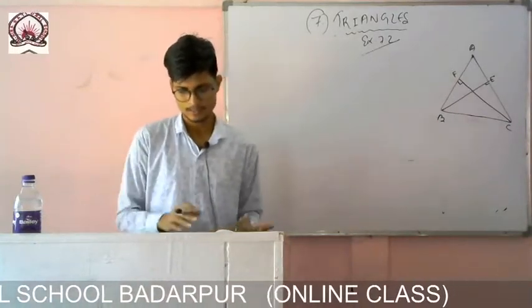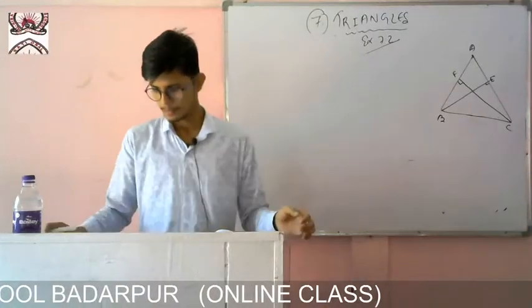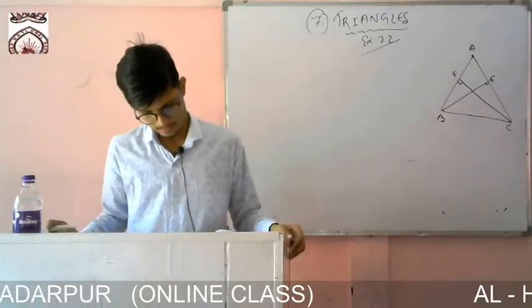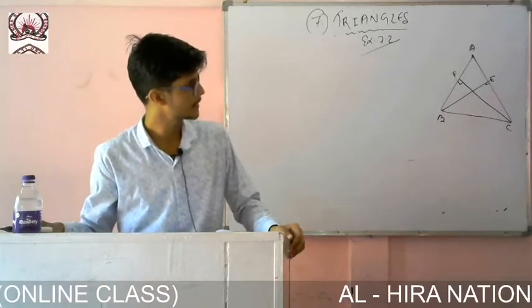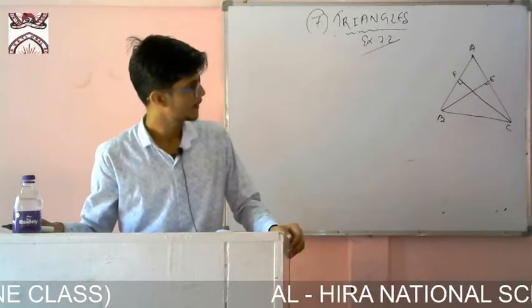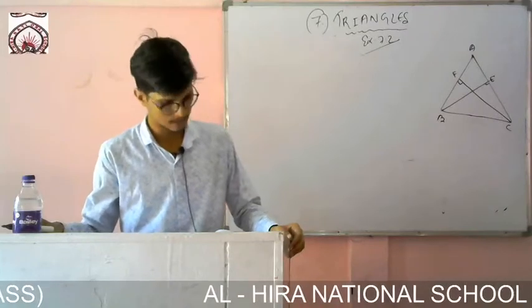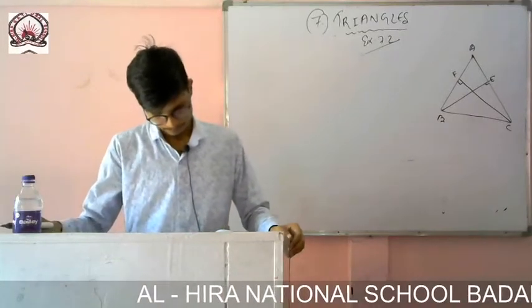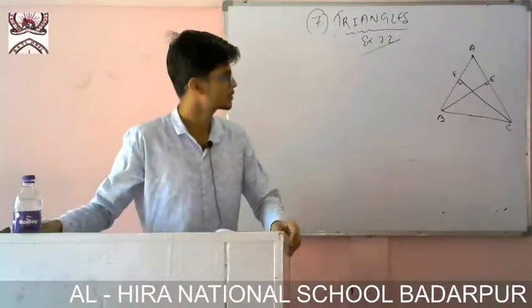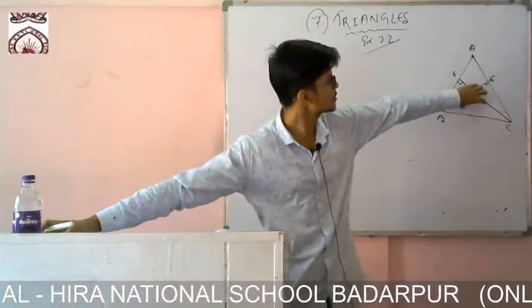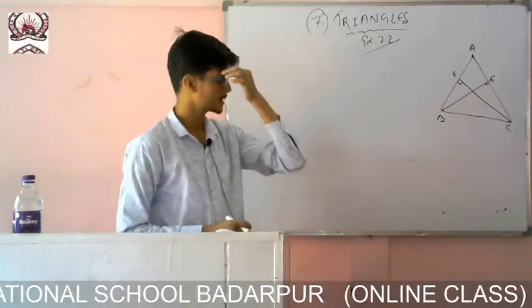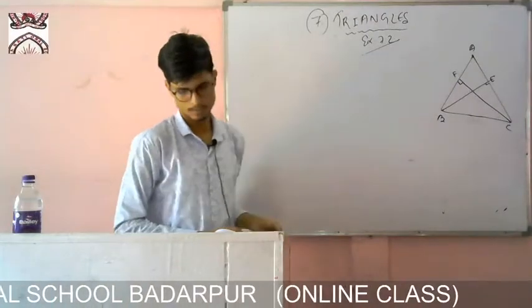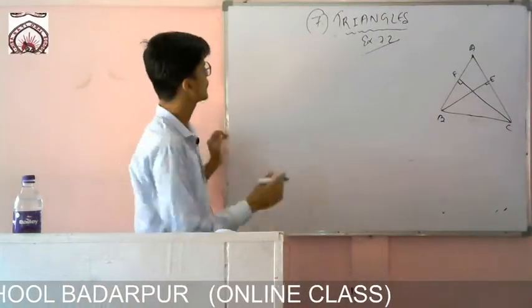Nothing new like earlier, I will prove that these two triangles are equal, that is triangle BEC and triangle CFB. I will show that this triangle is equal to that triangle. Then I can say that these two sides are also equal using that theorem. So first of all, let me write.